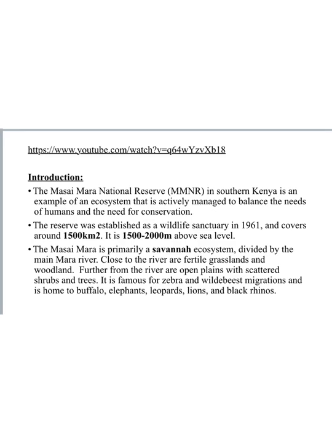It is divided by the Mara River, which runs through and splits the border between Tanzania and Kenya. In the south, you have the Serengeti, and in the north, above the river, is the Masai Mara. It's famous for zebra and wildebeest migrations and is home to thousands of animals: buffalo, elephants, leopards, lions, rhinos, and many other gazelles and antelope.